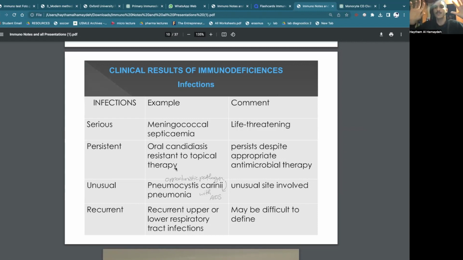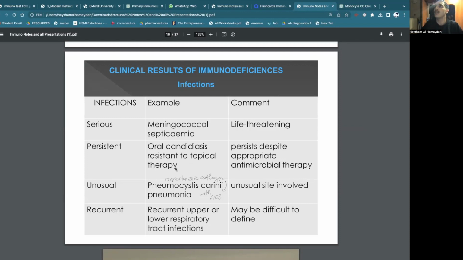Now when we have either of those, we are prone to very many infections, okay? And they can be either severe, persistent, recurrent, or unusual. And here, this table is just telling us that somebody has PID, somebody has SID. What infections can they be exposed to? For example, a serious infection that they can be exposed to is meningococcal septicemia.